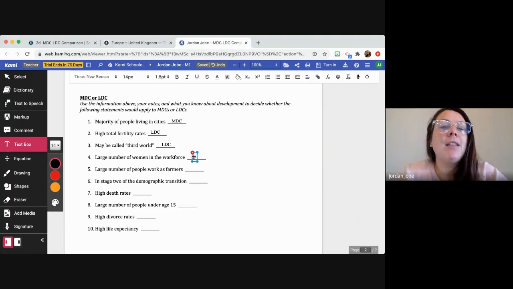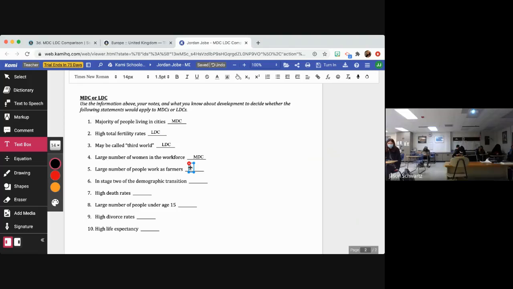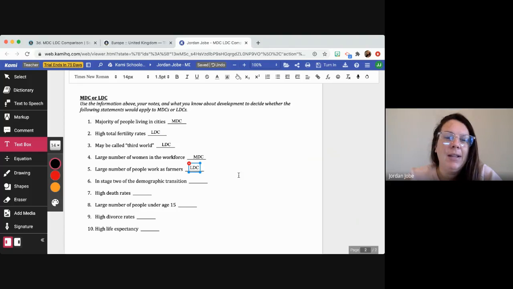You have a large number of women in the workforce. MDC or LDC? MDC, right? Because the higher the level of development, the more opportunities there are for women. A large number of people work as farmers or work in the agriculture industry. MDC or LDC? LDC, absolutely. That's where we're looking at the different sectors of our jobs.